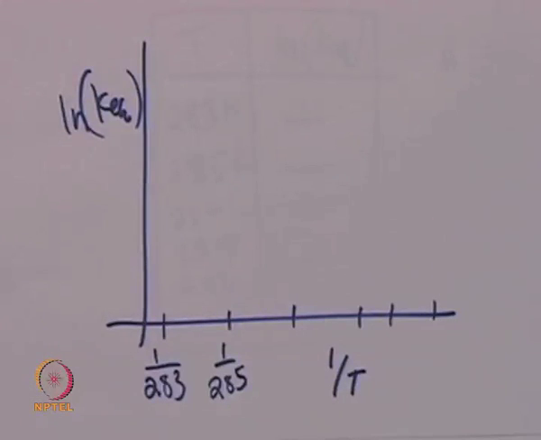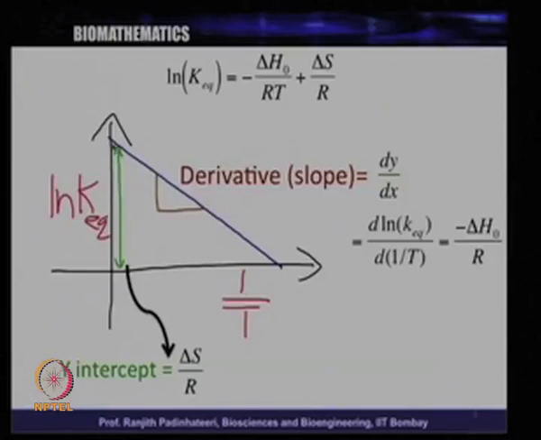So, the typical graph will look like this blue line. As 1 over T increases, that is, as the temperature decreases, ln k equilibrium will decrease.